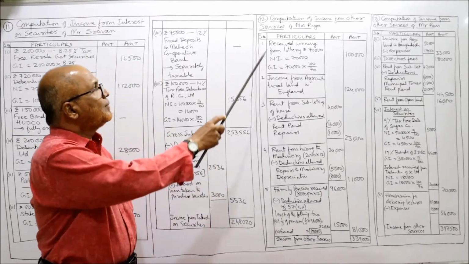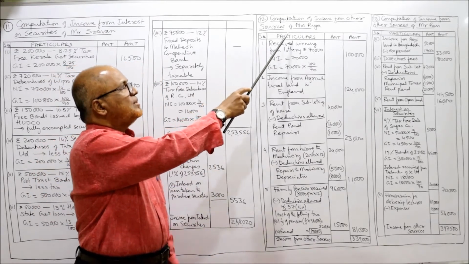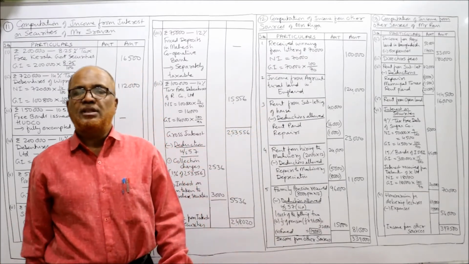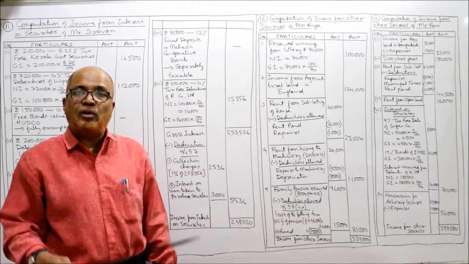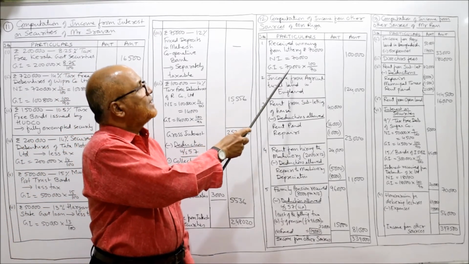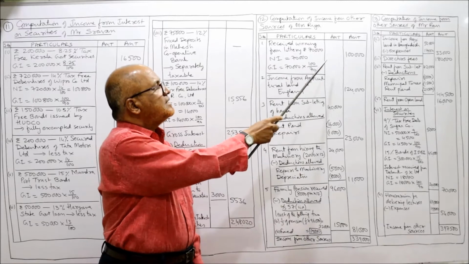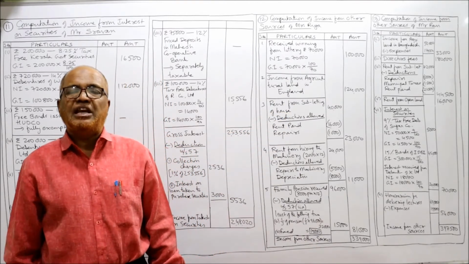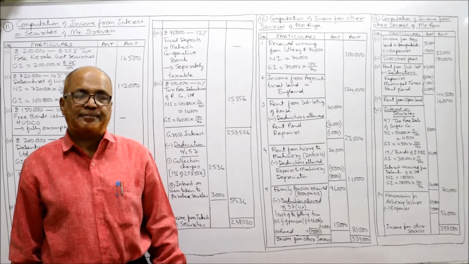So here you can see the computation of income from other sources of Mrs. Ria. Received winning from lottery 70,000. This is the received amount, the net amount. We have to gross it up. So gross amount is equal to 70,000 into 100 by 70, which is 1 lakh. So the gross amount of winning from lottery is 1 lakh.